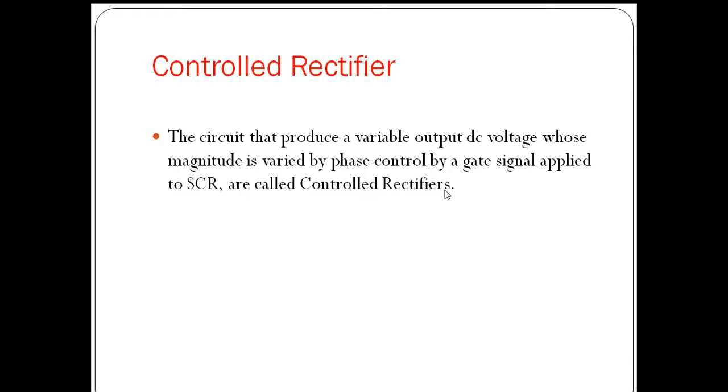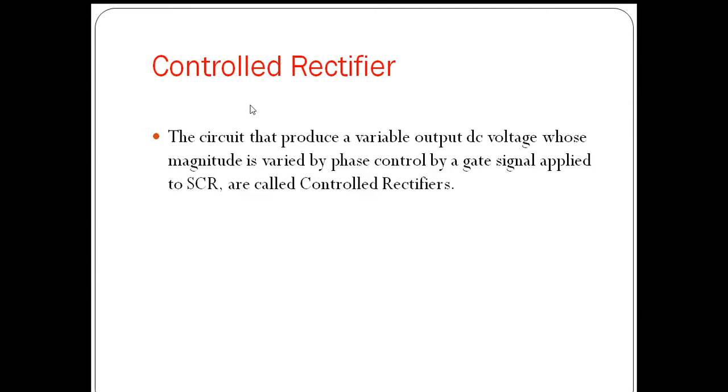An SCR will not automatically conduct when the anode to cathode voltage becomes positive. The gate pulse must be provided to the SCR. If we adjust the delay time of the gate pulse, and this process is done repeatedly, then the rectifier output can be controlled. This process is called phase control. We use this process in rectifier operations. That's why these circuits are called controlled rectifiers.